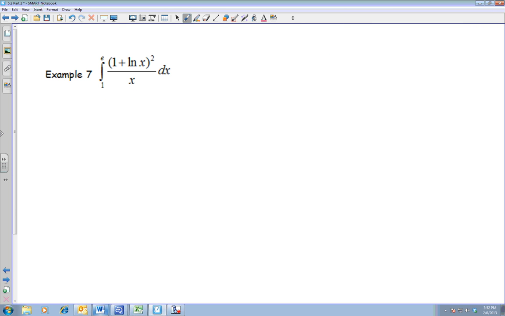Example 7. Now on this one, I can't let my u be x because the derivative of x is just 1. So my big clue here that this is my u is that I have something raised to a power. So let's try it. u equals 1 plus natural log of x. The derivative of 1 is just 0. The derivative of natural log of x is 1 over x. Do I have that? Yeah, here's my u, and 1 over x, there's my du.